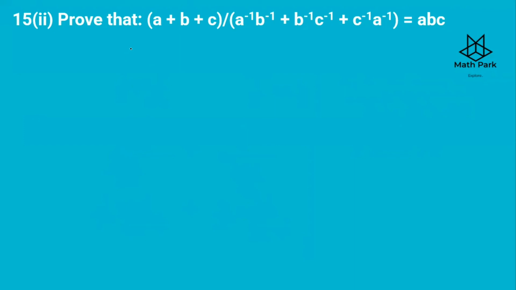Okay, so let us write this a plus b plus c as it is. Denominator we have a raised to minus 1 into b raised to minus 1 becomes 1 upon ab, plus b raised to minus 1, c raised to minus 1 becomes 1 upon bc, plus c raised to minus 1 becomes 1 upon c, and a raised to minus 1 becomes 1 upon a. So this is our RHS. We are taking this as LHS. Let us solve. We are taking left hand side.